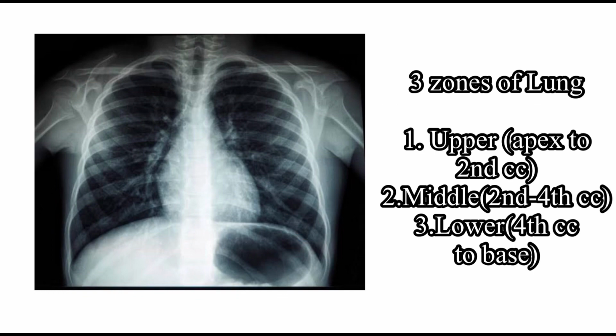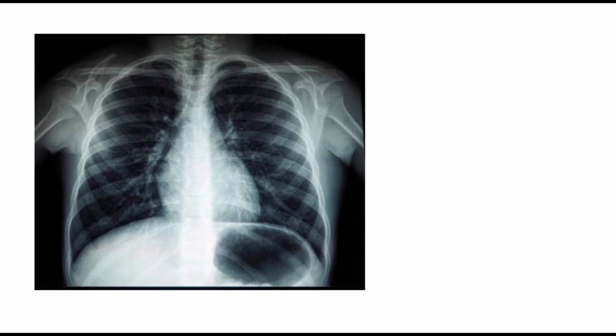The lung is divided into 3 zones. The upper zone is from the apex of the lung till the level of the second costal cartilage. The middle zone is from the second costal cartilage to the fourth costal cartilage. And the lower zone extends from the fourth costal cartilage till the base of the lung.